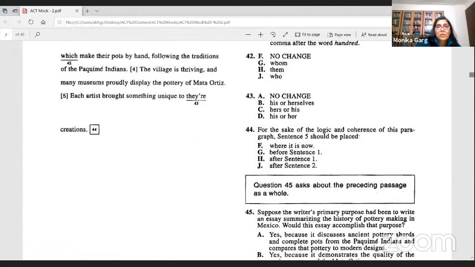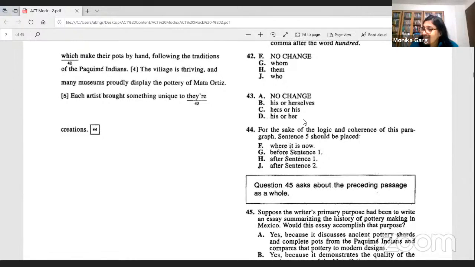Yeah, let's take this one. Although 42, 43, both are pronouns. Let's take 43. That's the interesting one. Each artist brought something unique to their creations, his or herself's creations, hers or his creations, and his or her creations. This looks like a funny question because some of these are really awkward formations.